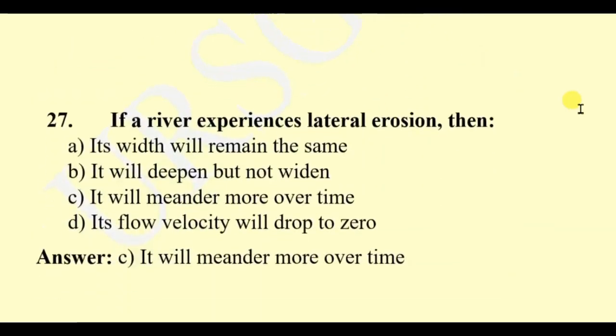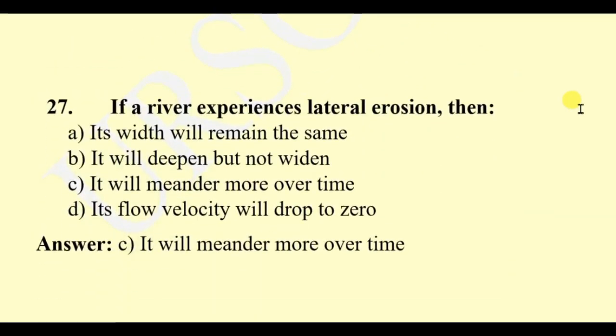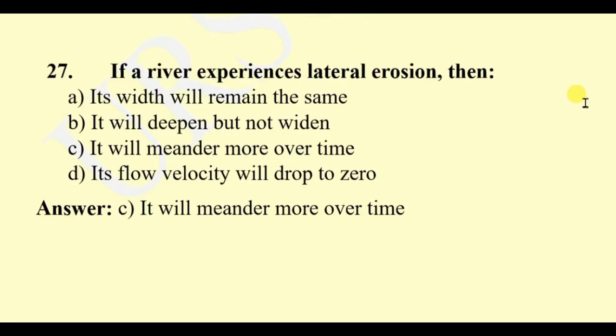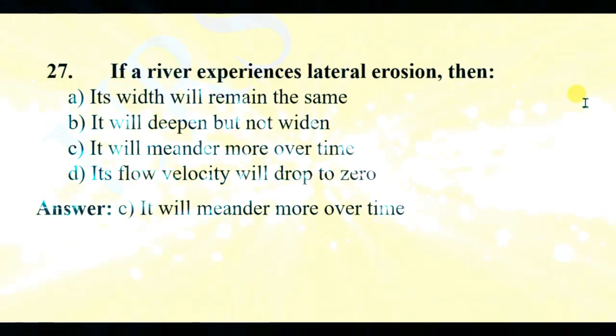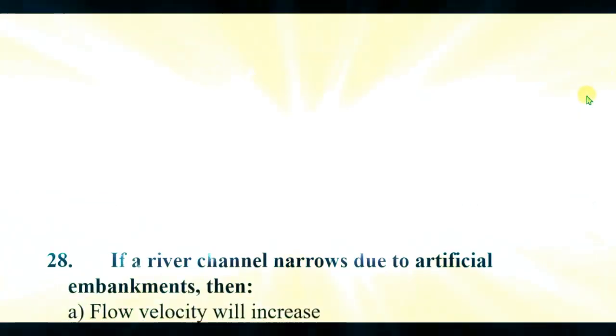Question 27. If a river experiences lateral erosion, meaning bank erosion, then its width will remain the same. It will deepen but not widen. It will meander more over time, and its flow velocity will drop to zero. Here the right answer will be it will meander more, because of the more lateral erosion or bank erosion, over time.